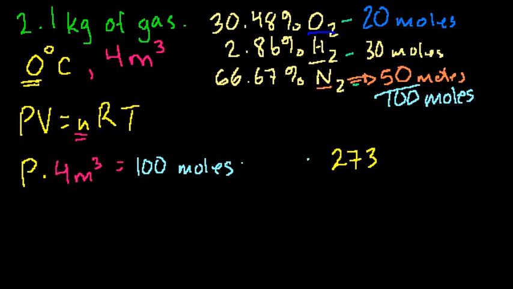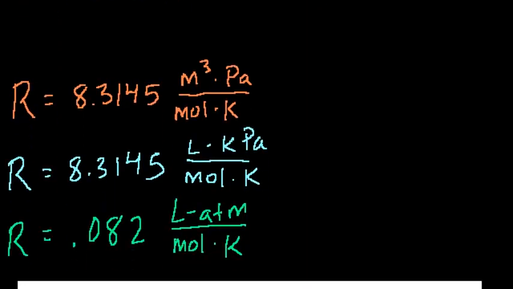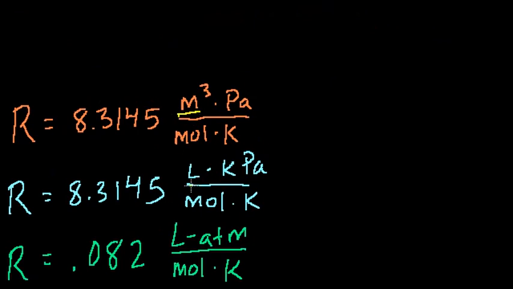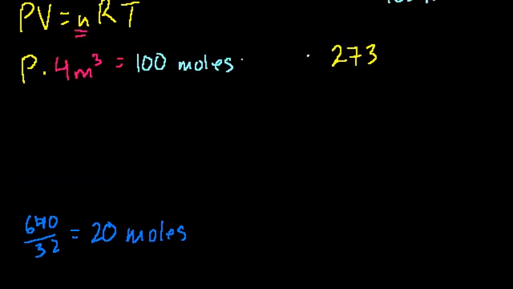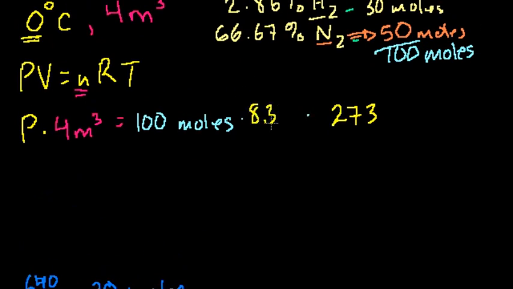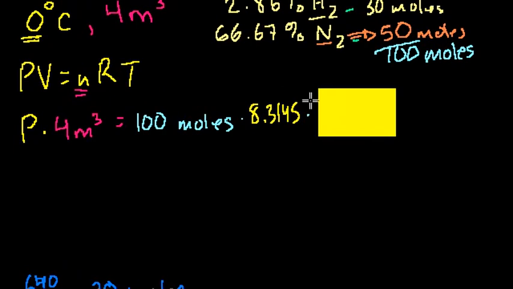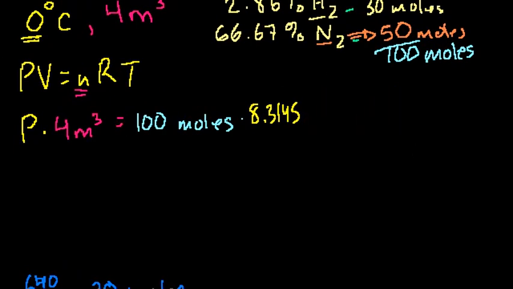And then which R do we use? So I always like to write my R's down here. So we're dealing with meters cubed. We're not dealing with liters. So let's use this one. 8.3145 meters cubed pascals per mole Kelvin. So this is 8.3145, and the units there, I think I should keep. These are in meters cubed pascals divided by moles Kelvin, and then our temperature was 273 Kelvin.